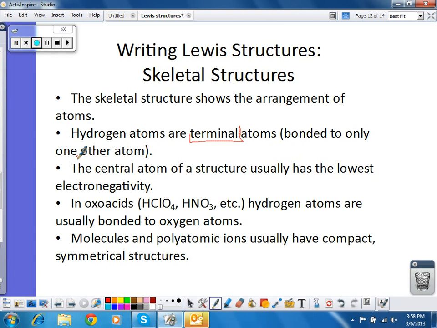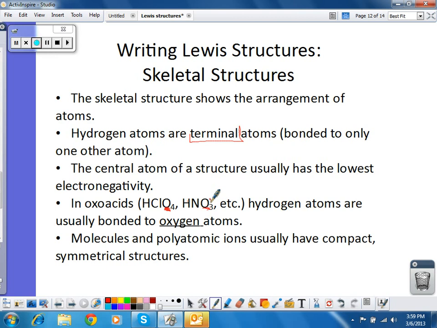Also, when we're trying to determine Lewis structures, typically the central atom has the lowest electronegativity value. Does it have to always? No, but typically it does. If I'm drawing the Lewis structure for oxoacids, which are acids that contain oxygen, the hydrogen is bonded to the oxygen atom and not to the central atom, chlorine or nitrogen. So the hydrogen's bonded to one of these oxygens, that hydrogen's bonded to one of those oxygens.